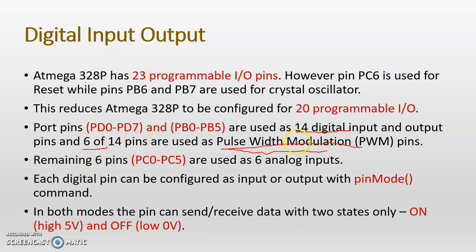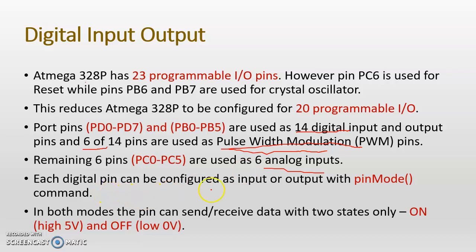Now these are the 14 digital input output pins, and of the 20 pins, the 6 pins PC0 to PC5 are used as 6 analog inputs. So analog input pins are also there because the ADC is inbuilt in this Atmega 328P. So 6 pins are dedicated to receiving analog inputs.